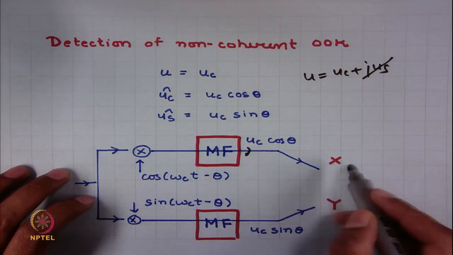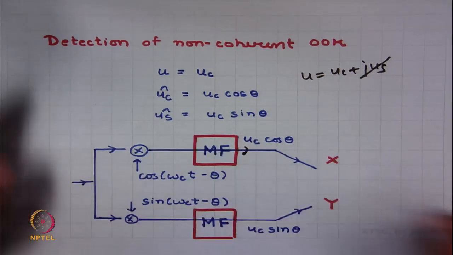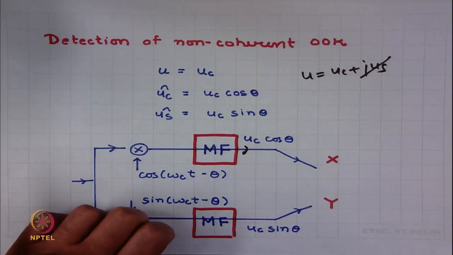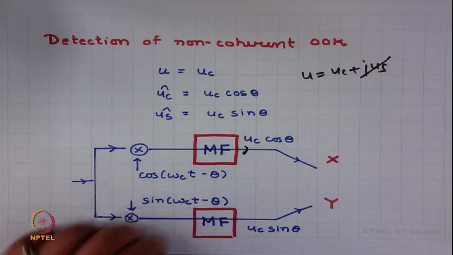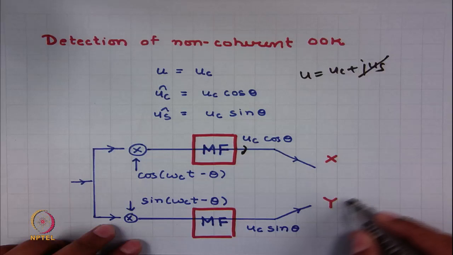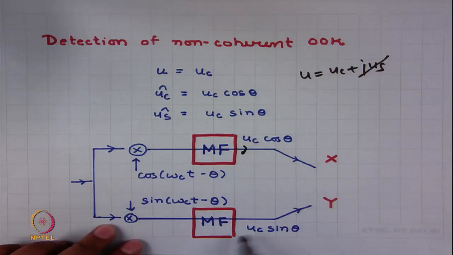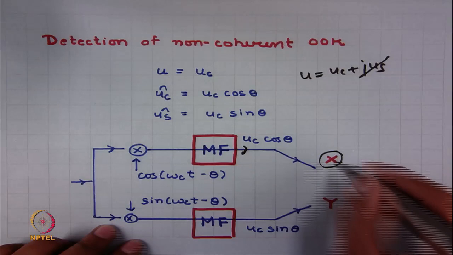I channel or x channel or cosine channel, there are various names for the same thing, and I also use them interchangeably to confuse you, and thus it is a good idea to get accustomed to all these words. In this y channel or q channel or sine channel, what we get is uc sin theta, and the first question that we like to ask is, what is the probability density function of these random variables x and y?